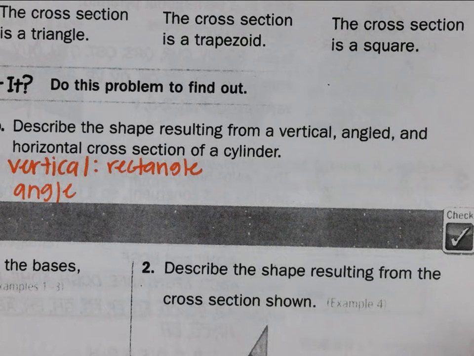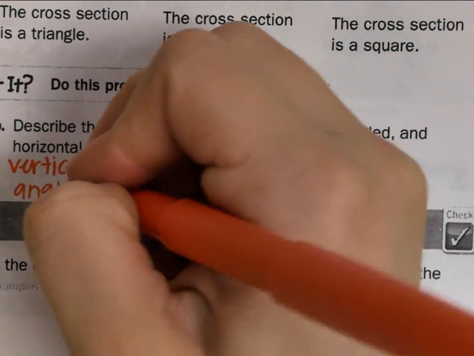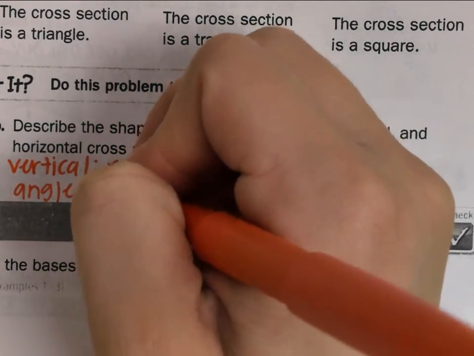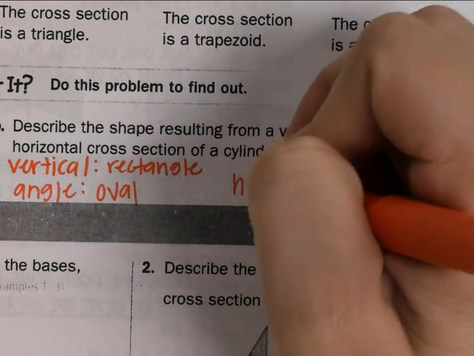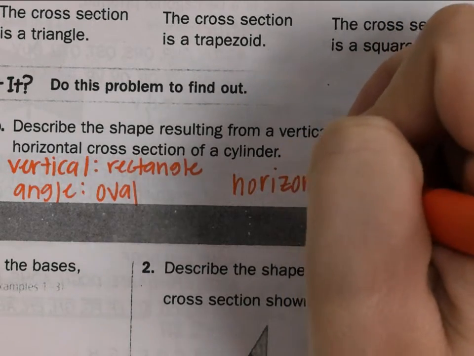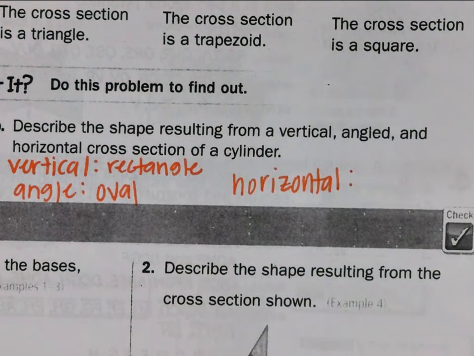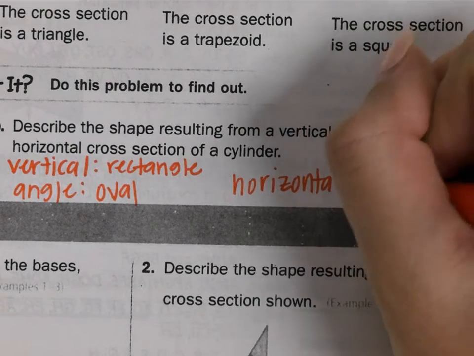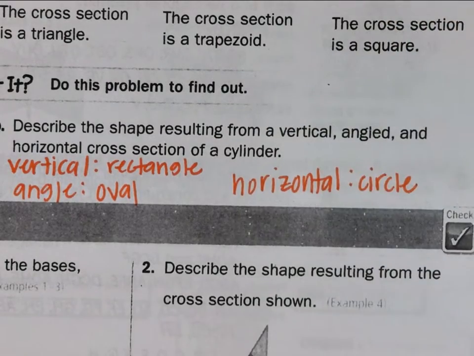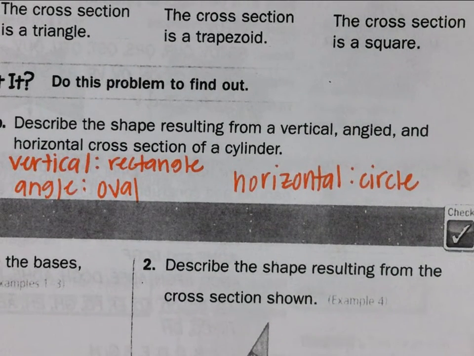An oval, right? If I sliced it horizontal, that would give me a circle, right? But if I do it angled and kind of stretch it a little bit that way, that would leave me with an oval. Okay. So angled slice would be an oval. And then horizontal is what I just said. It'd be a circle. Cylinder. Okay. Any questions on that? No.